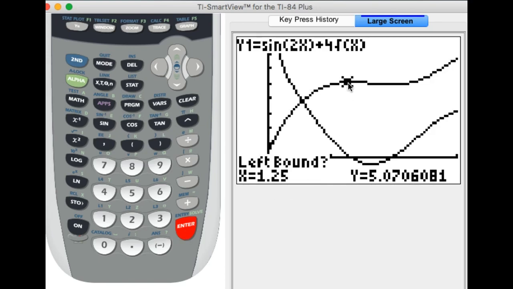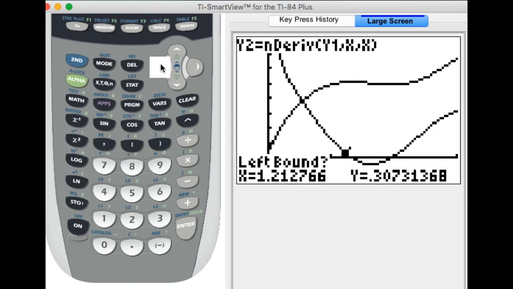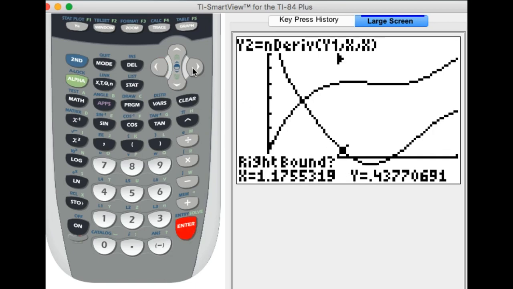And then the first thing is, oh no, the cursor is on the wrong function. So all I have to do is hit the down arrow over here, and the cursor will jump to the other function. And it's asking me, hey, are you on the left of the 0? Indeed, I am on the left of the 0, so I hit enter. Now it wants me to move along until I'm at the right of the 0.